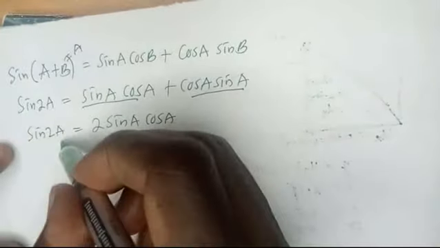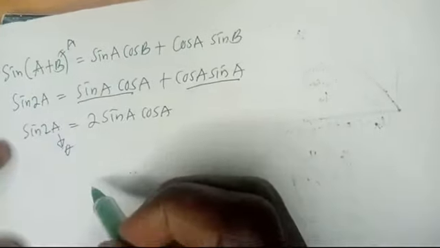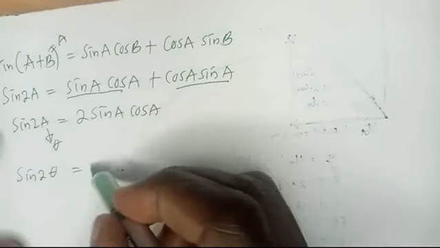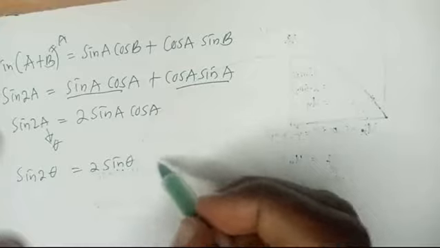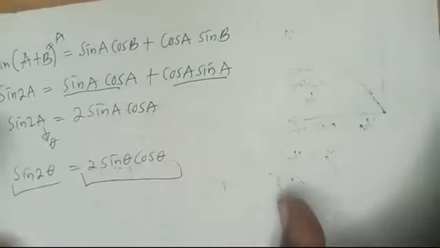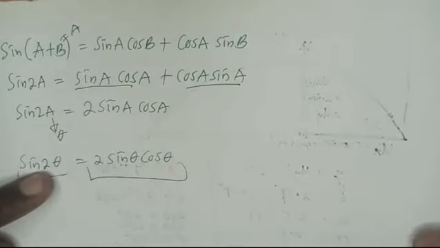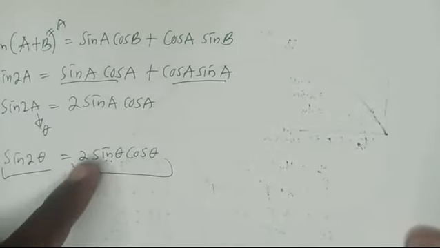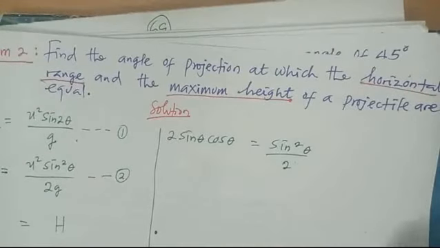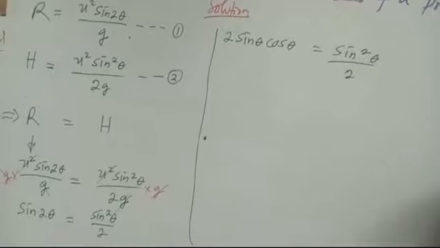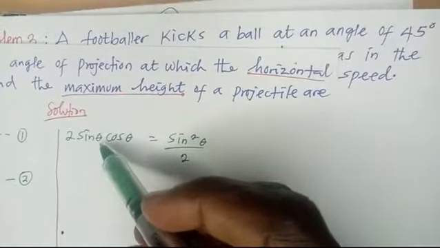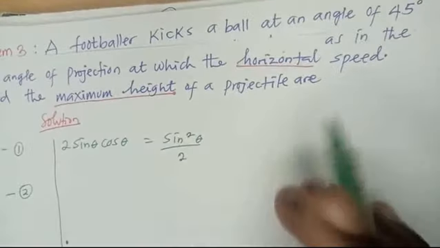Okay, here if this angle is theta, then you have sine 2 theta equal to 2 sine theta cos theta. Can you see that? Initially we had sine 2 theta, so we can split it into 2 sine theta cos theta according to this principle. That's how we got that.